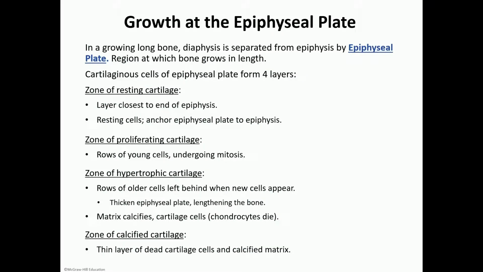Now, how is it that the epiphyseal plate has the ability to grow that bone taller? Okay, so the epiphyseal plate is made out of 4 different layers. And the layers are the zone of resting cartilage, zone of proliferating cartilage, zone of hypertrophic cartilage, and zone of calcified cartilage. And to remember it, if you take the first letters, we can get a mnemonic known as real people have career options.